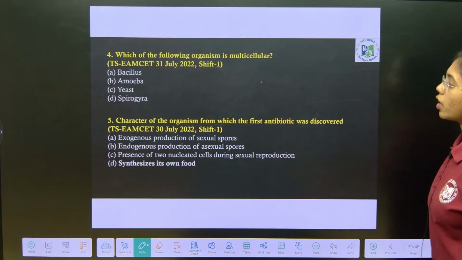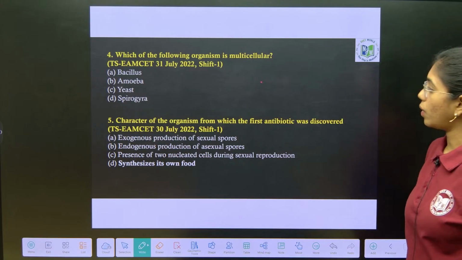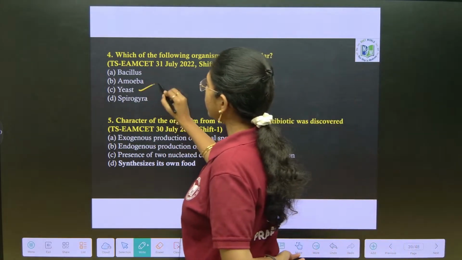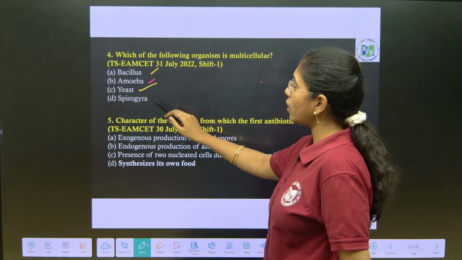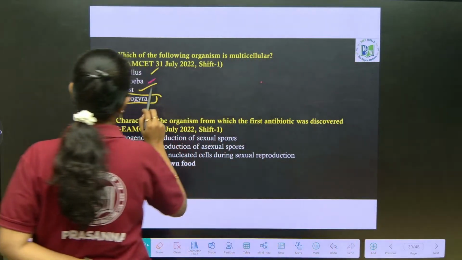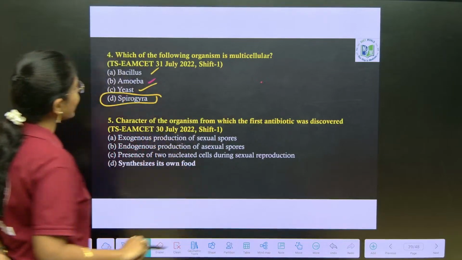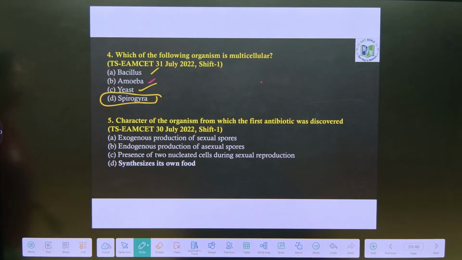Next, this one you see. Which of the following organisms is multicellular? Yeast is unicellular, amoeba unicellular, Bacillus unicellular, Spirogyra. Which of the following is multicellular? Spirogyra is multicellular, right? Which is a filamentous alga.